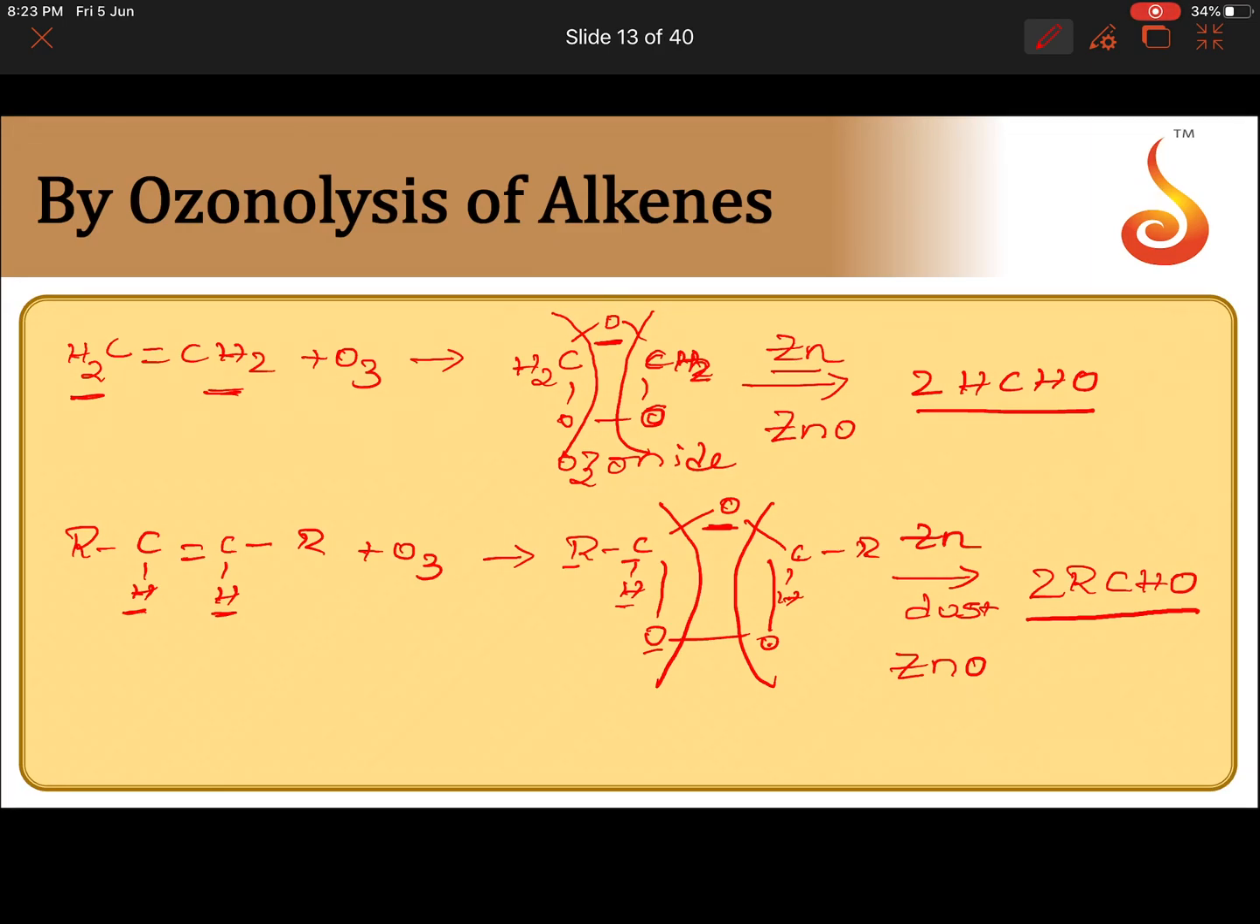Okay, so ozonolysis of alkene, reductive ozonolysis of alkene is again an important method for the preparation of aldehyde.